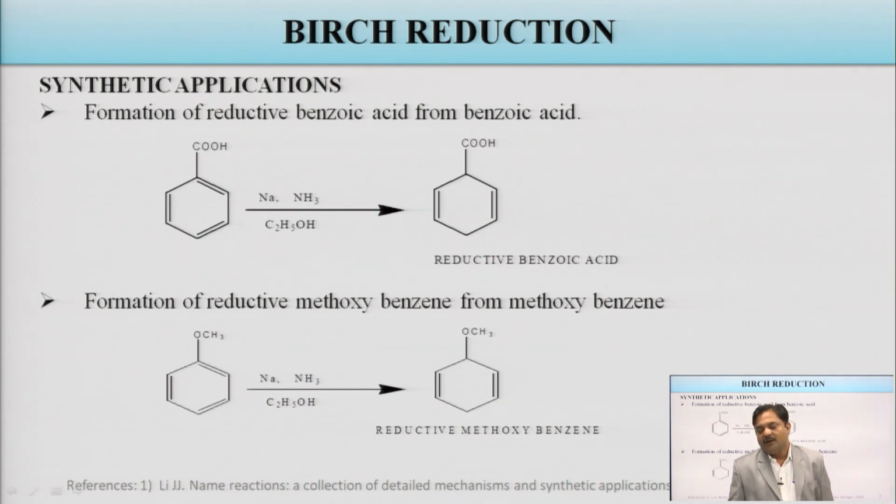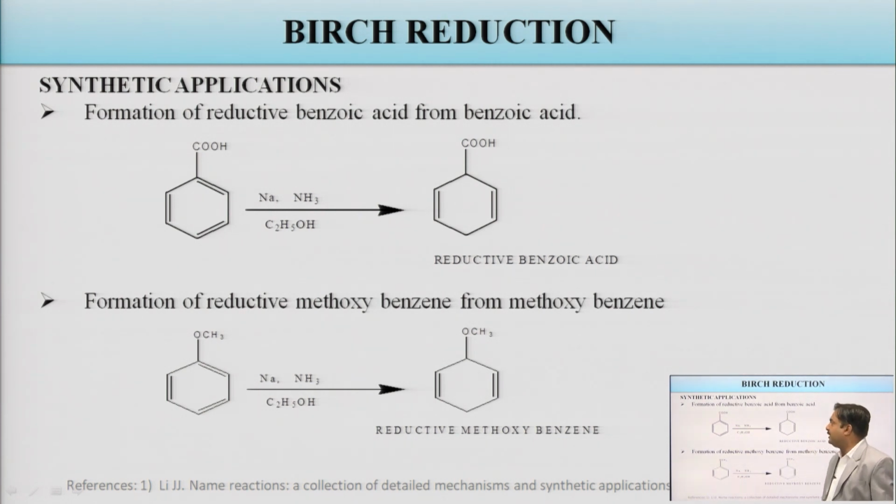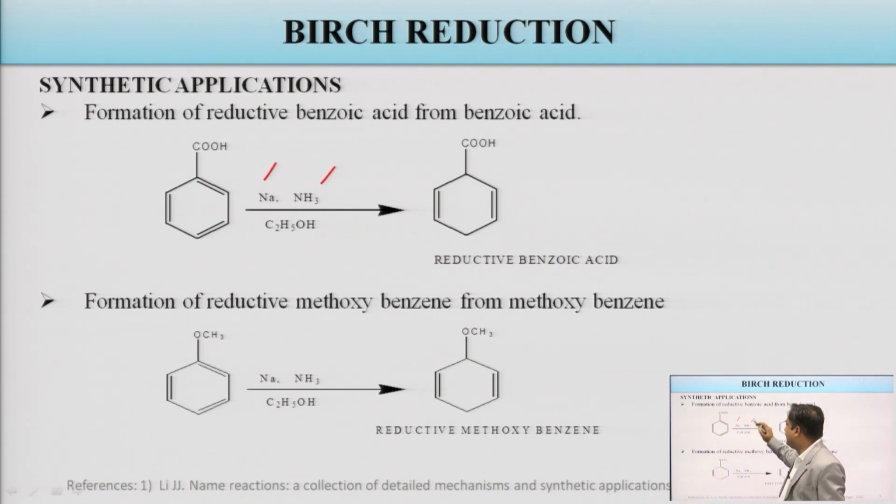Now, coming to the application part. As I told you, it is a very important reaction. The first application you can see on the slide is that we can use this reaction in the synthesis of reduced benzoic acid. You can see we are taking sodium alkali metal, ammonia, and the whole reaction is going on in the presence of ethanol. So, you can see the benzoic acid is now converted into the reduced benzoic acid. One of the double bonds of the aromatic ring will get reduced.